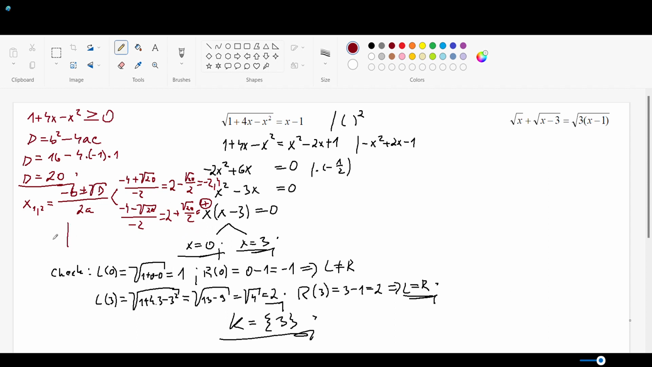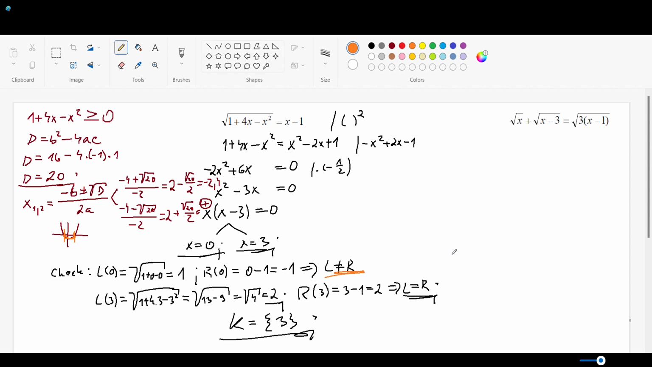So as you can see, our parabola would look something like this, and it means 0 is not included because this part of the parabola is under the x-axis. That's why these roots, or x's, are not included in the domain of our given function. That's why 0, as you can see from our check, is not a valid root for our equation.